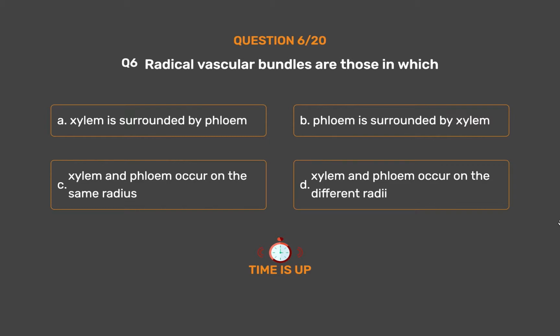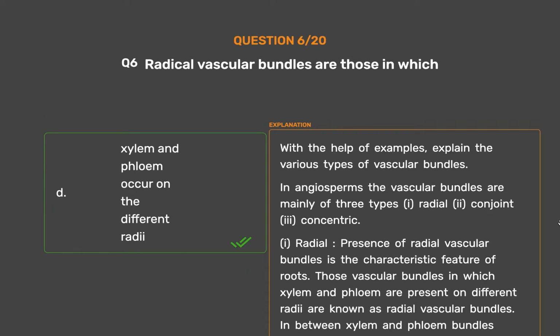The correct answer is Option D. Xylem and phloem occur on the different radii. With the help of examples, explain the various types of vascular bundles. In angiosperms, the vascular bundles are mainly of 3 types: 1. Radial. 2. Conjoint. 3. Concentric.